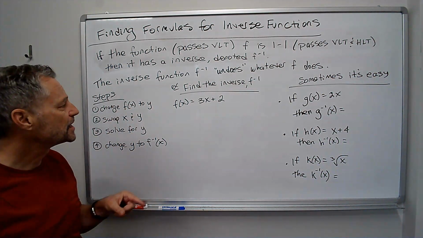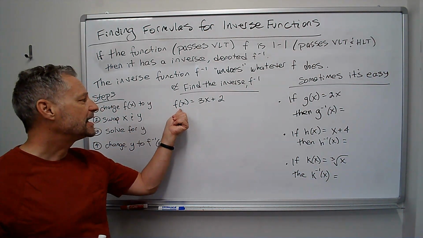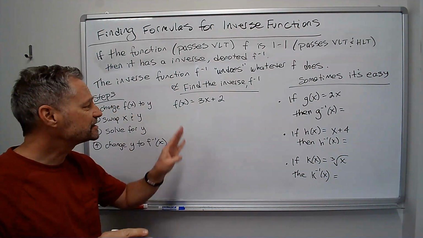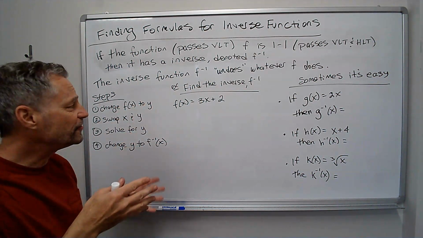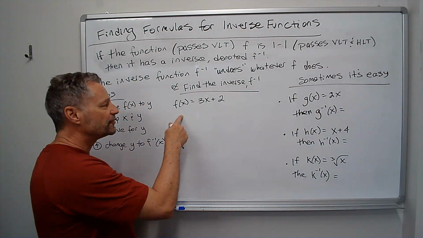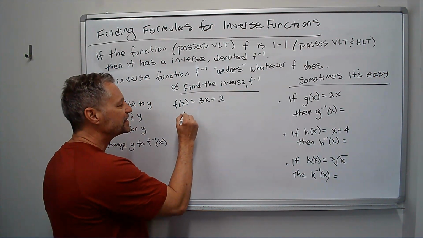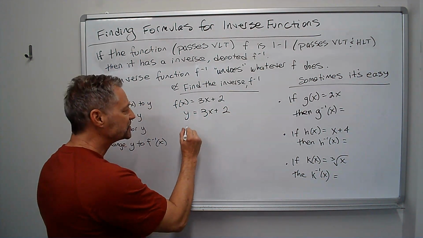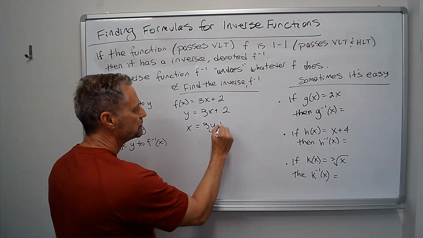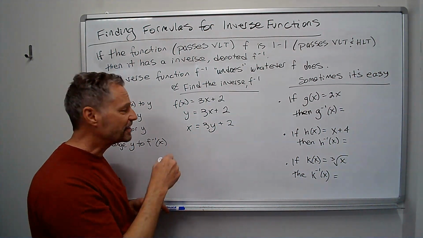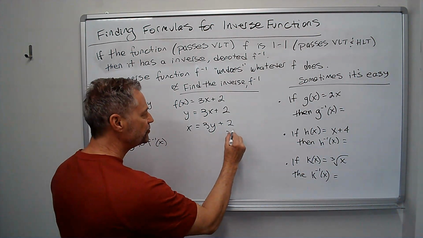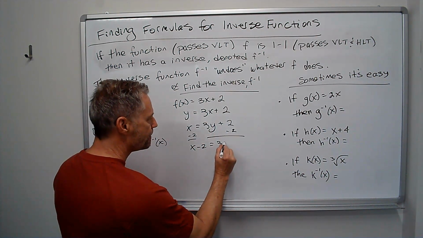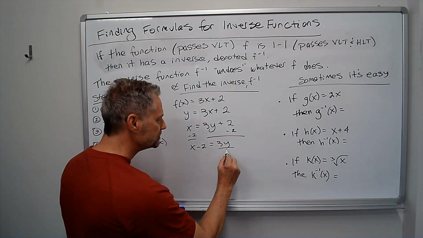Let me show you. I've got this function, f of x equals 3x plus 2. That's a line. It passes the vertical line test and the horizontal line test, so it's a 1 to 1 function and it's going to have an inverse. To find it, let's go through the steps. Change f of x to y. Swap x and y. Now solve that for y. I'm going to subtract 2 from both sides. Divide by 3.